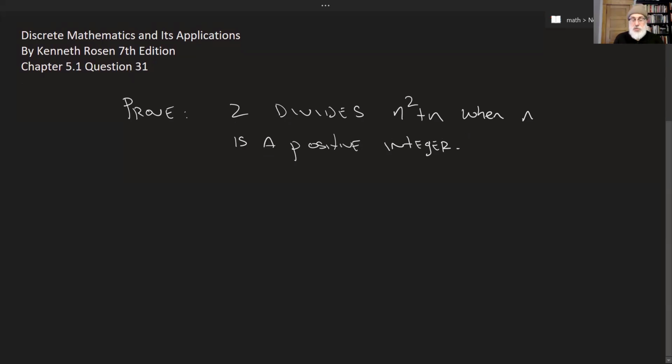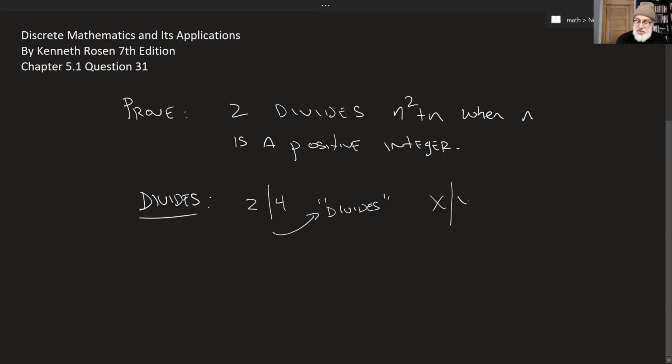This question is asking us to prove that 2 divides n squared plus n when n is a positive integer. So for this proof, we're going to have to use the notion of divides. Because you're doing a proof that uses the notion of division, I'm assuming that you understand somewhat the notion of division of integers. So we say that an integer divides another integer. We're going to use this notation, a vertical line, which means divides. It means it divides it equally.